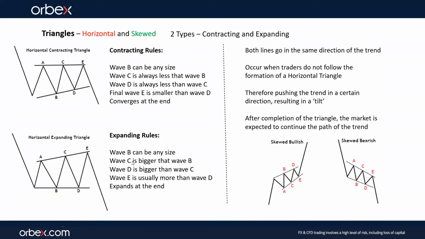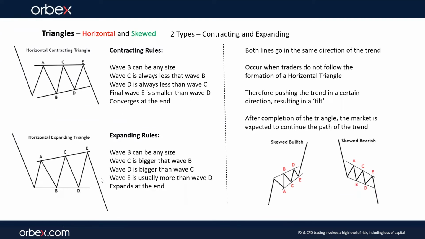And expanding rules. So again, wave B can be any size. Very important to note that wave B for any triangle can be any size. There's no real rules about that. Wave C is bigger than wave B, because we're expanding. Wave D is bigger than wave C, and wave E is usually more than wave D because it expands at the end. So it's basically the same kind of concept as the previous triangles, except that one of the borders will be horizontal, so dead straight.